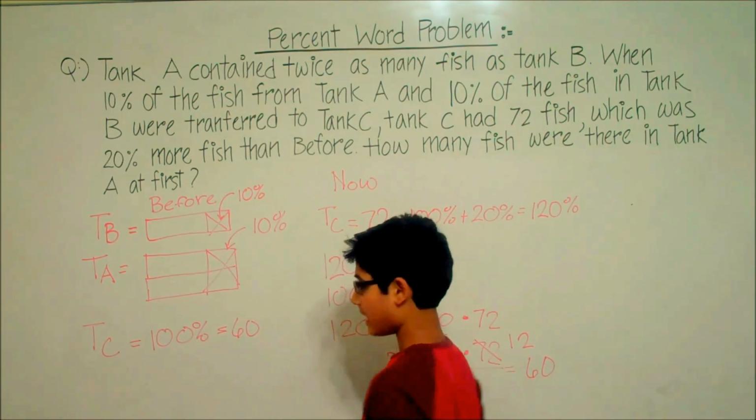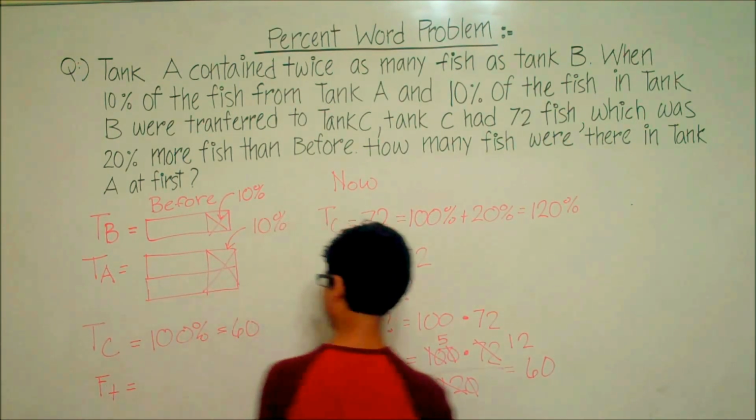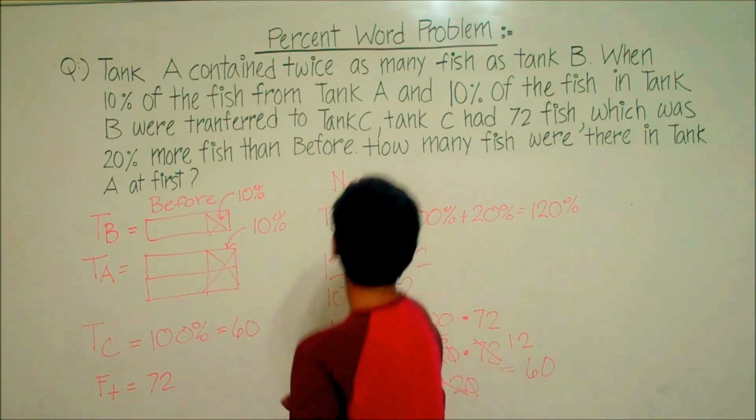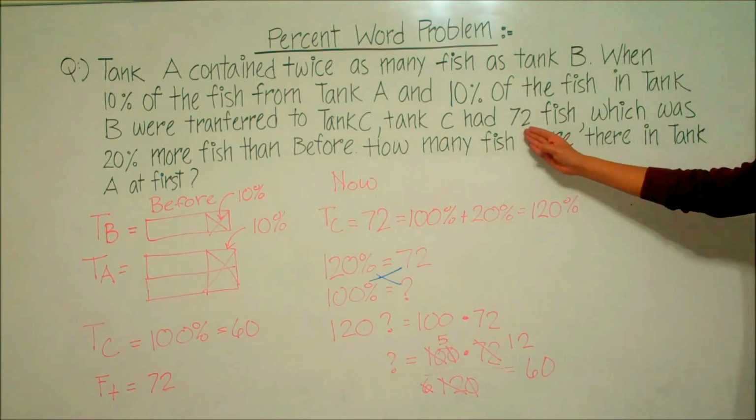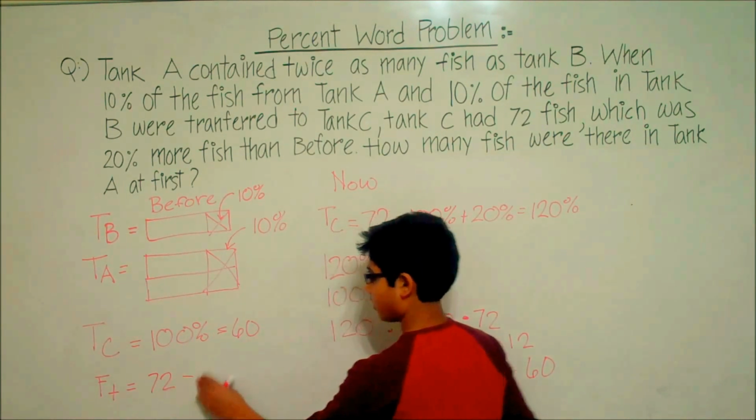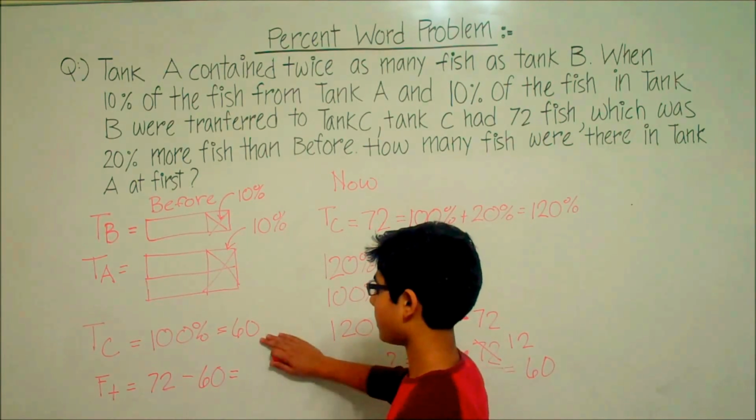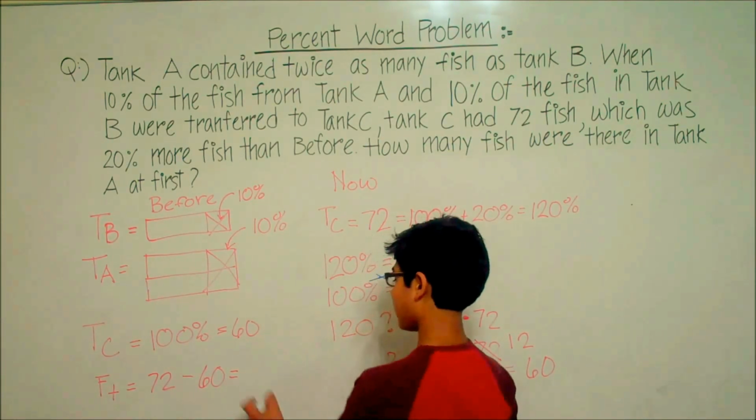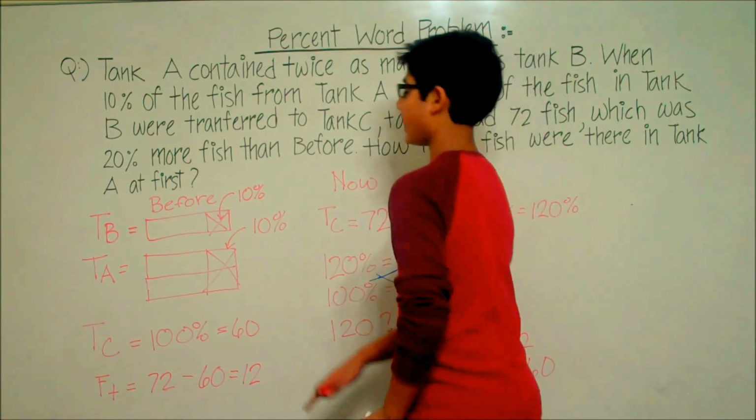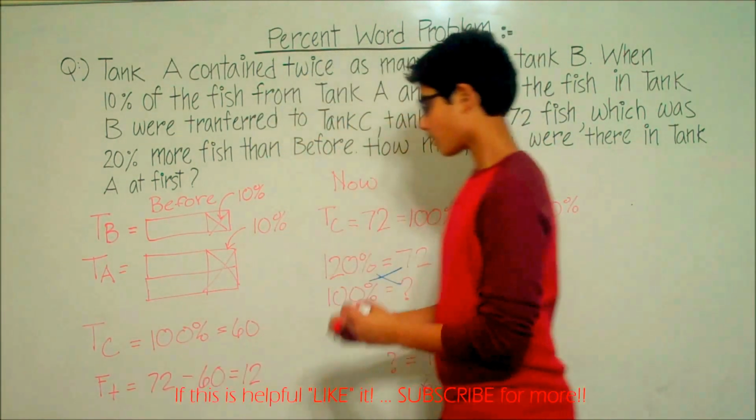So this means that the fish transferred, F for fish, T for transferred, is equal to 72 fish, which is how much Tank C ended up having at the end, minus 60 fish, which were how many fish Tank C had at the beginning. This is equal to 12 fish. So this means that in total, Tank B and Tank A transferred 12 fish to Tank C.